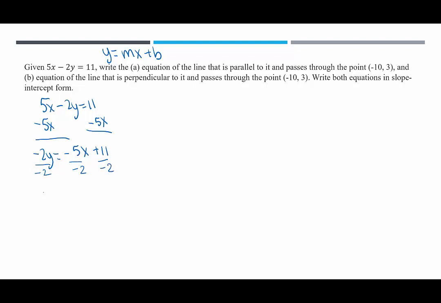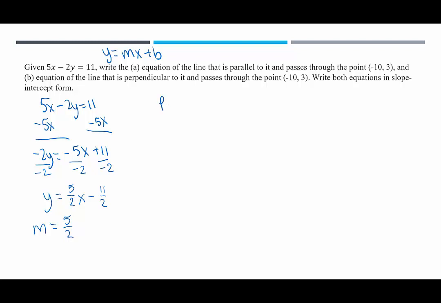Negative 2y divided by negative 2 is positive y. In the middle, negative 5x over negative 2. Negative divided by negative is positive. Otherwise, I'm just going to leave the fraction. And then we have positive 11 divided by negative 2. That'll just create a minus here, minus 11 over 2. Okay, so now we have the slope of the given line is 5 over 2. What this means is that the slope of any line parallel to it will also be 5 over 2.